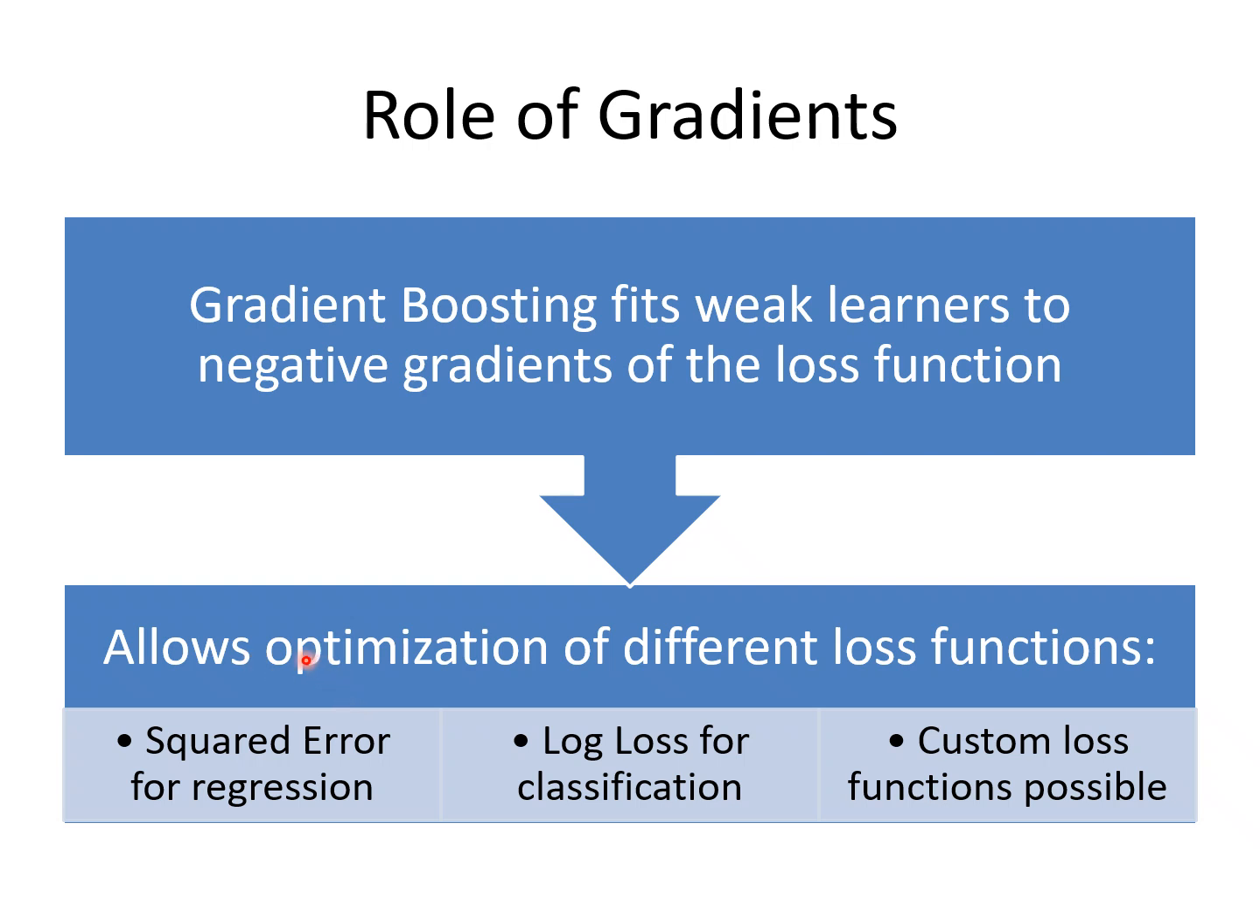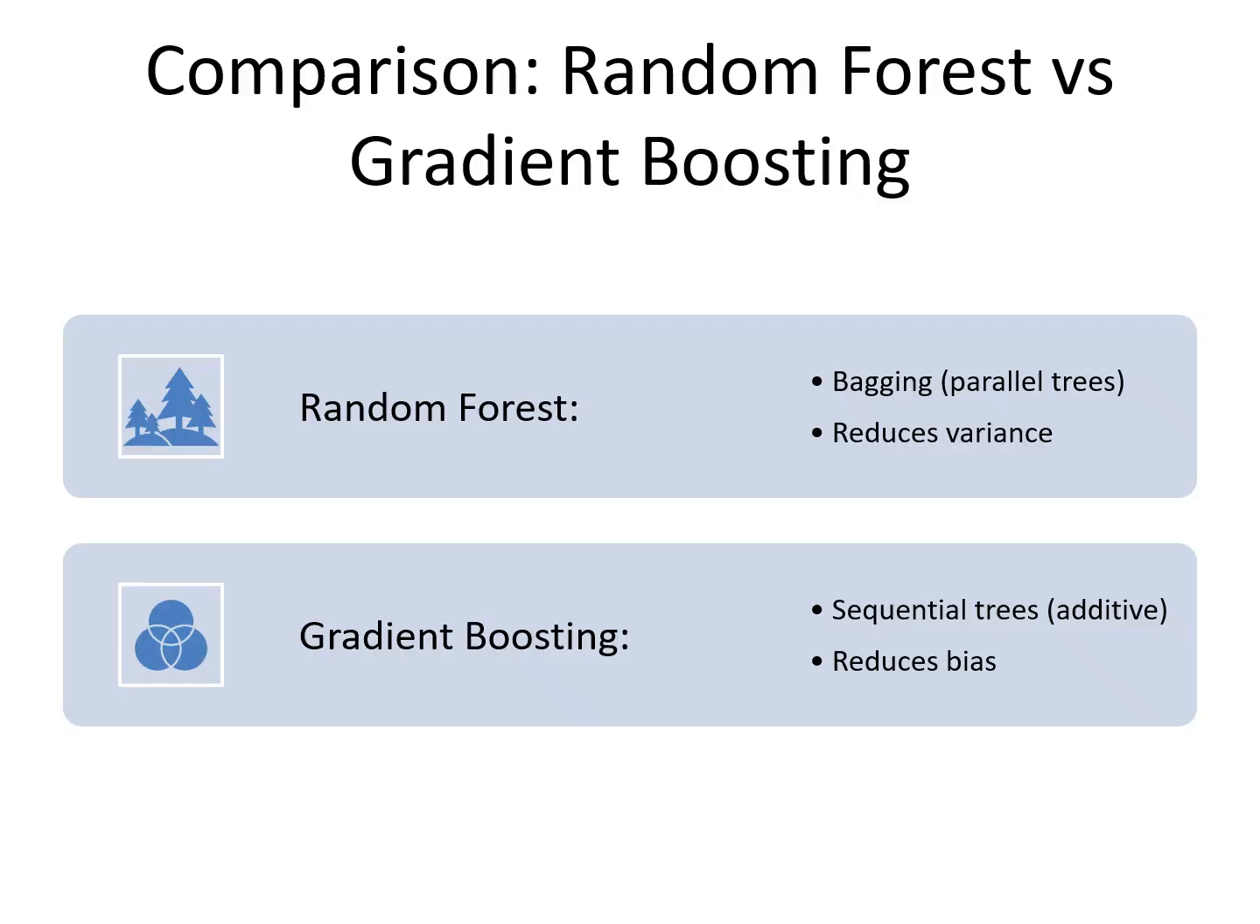So when we have fit these weak learners, we allow optimization of different loss functions. For regression, as I did mention, it could be the squared error. This squared error here is the mean squared error that we have seen a lot for regression problems. Also, if it is a classification problem, we saw the log loss when we did logistic regression. You can go back and watch that video, or you can also use a customized loss function, where you can customize that loss function based on whatever you are trying to allow that model to learn.